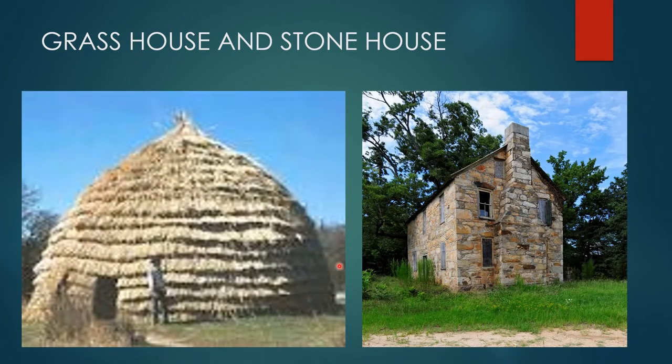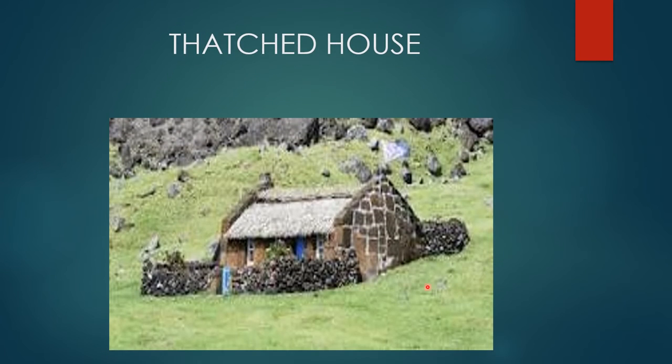Now let's look at the grass house. The house is constructed purely with grass, and therefore it is a material that is found mostly in the rural areas. And here we have the stone house. As you can see, the stones have been used to construct this house. We also have the thatch house, and here as you can see, it is the vegetation that is used in covering the roof. This is actually what is known as a thatch house.